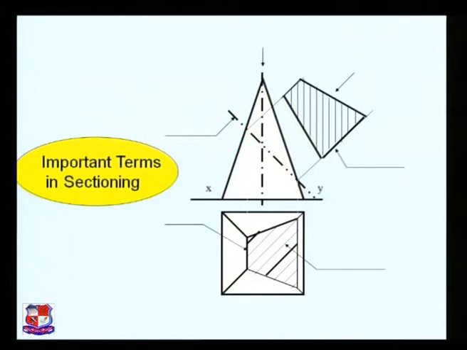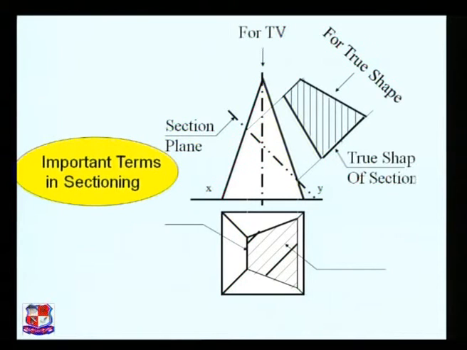This is the normal sectional view of a square pyramid, and the nomenclature which we will use in this section is written over here. The first one is the section plane. This plane is called the section plane or cutting plane. This is for the top view. An arrow is shown that the top view is looked at from here. This is the true shape. This one is the true shape of the section.